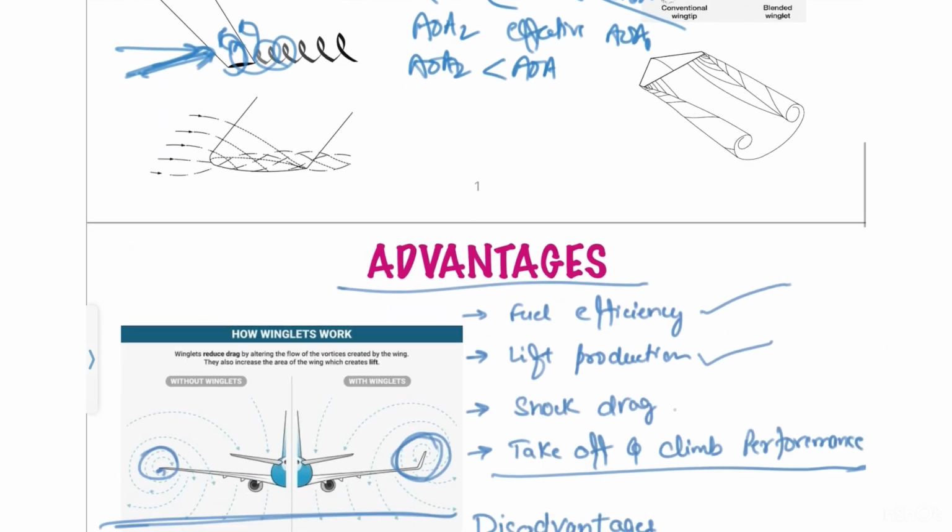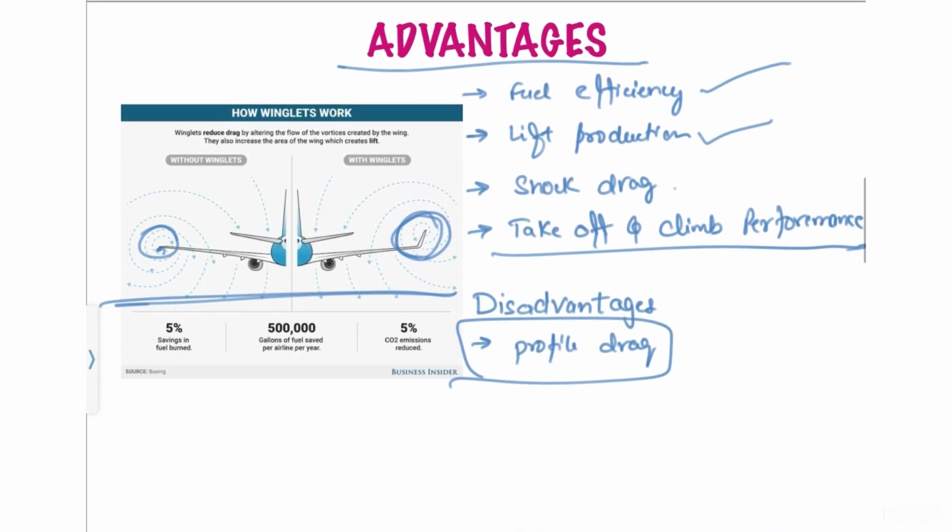So what are the advantages? Coming to the next part, what are the advantages? It increases the fuel efficiency, because if you reduce the drag and increase the lift, it will increase the fuel efficiency. Second is the lift production, which I've already discussed in the previous part. It reduces the shock drag. The further part, but this is one of the advantages. You can just note it down.